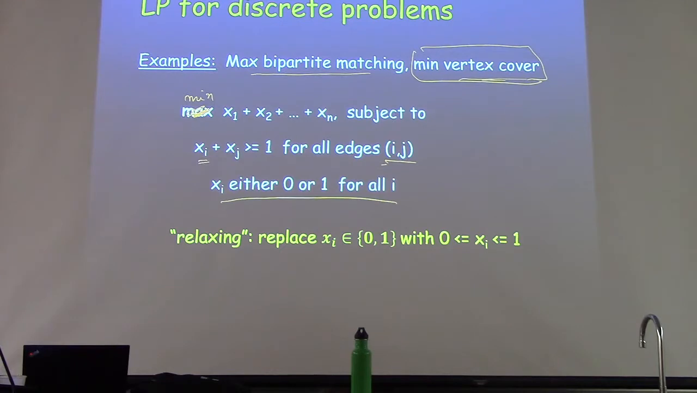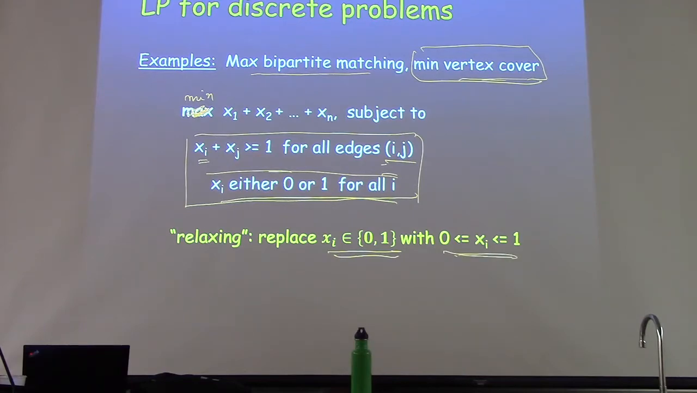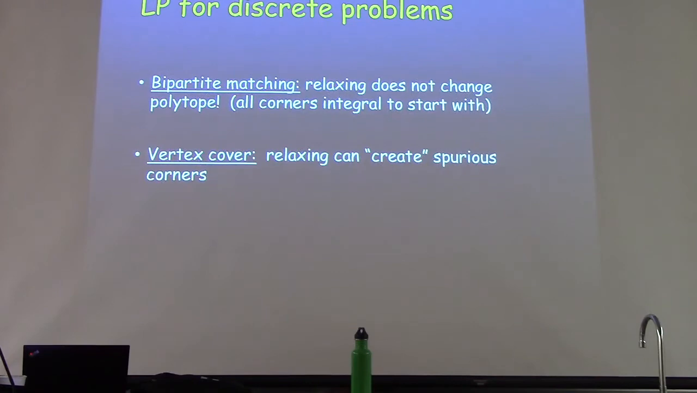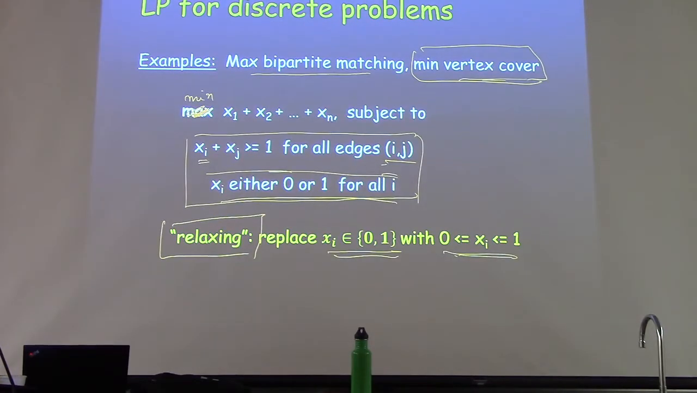We said that the set of all x's that satisfy these constraints is not convex, just because this is a discrete set, and discrete sets are never convex. But you can just pretend that it's convex by replacing the constraint that xi is either 0 or 1 with the constraint that xi belongs to the interval [0,1], for every i. This is what's called relaxing. In general, if you relax an integer program like this, you get a bunch of linear constraints, and now you get a linear program. If I replace these constraints with 0 less than or equal to xi less than or equal to 1, then I just get a linear program. And note that that can be solved efficiently. That's what we said.